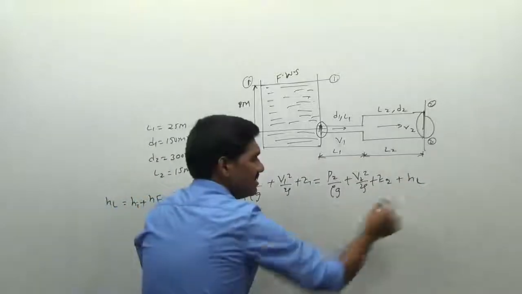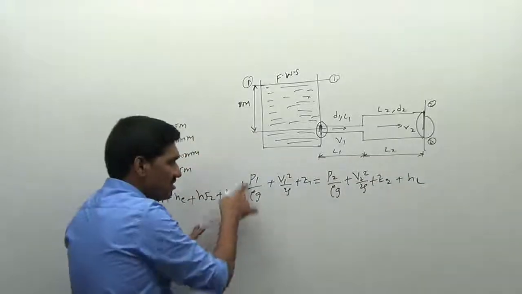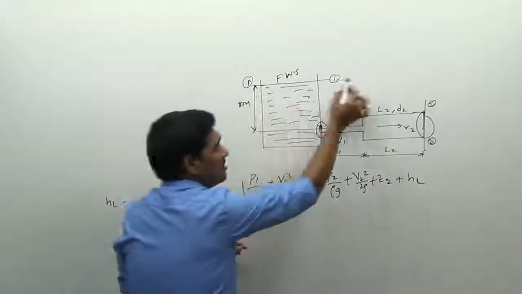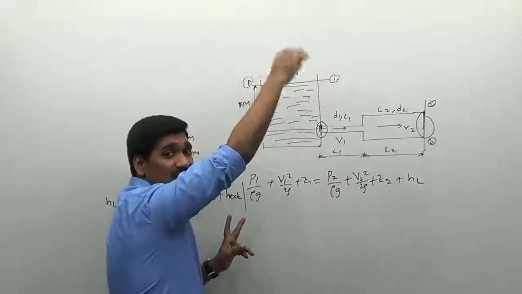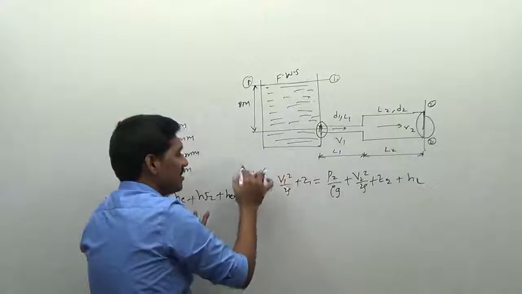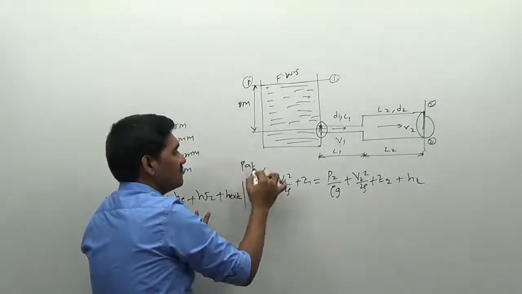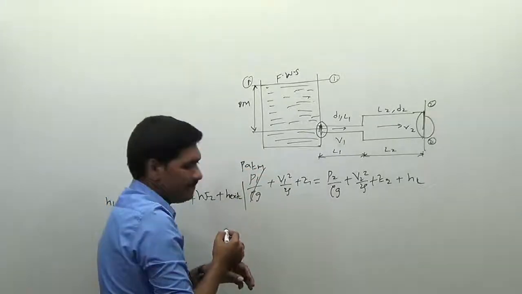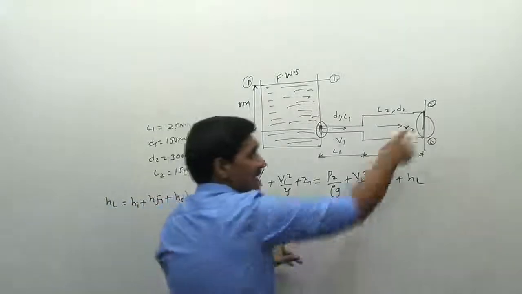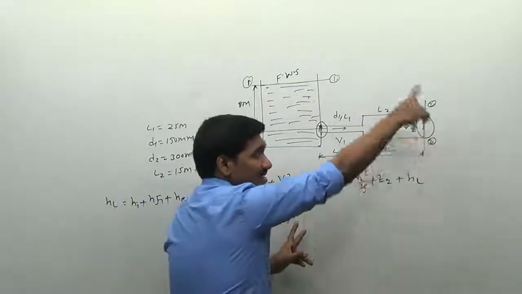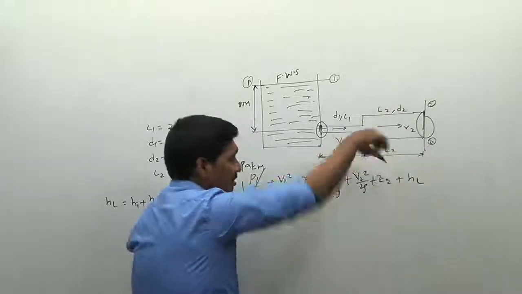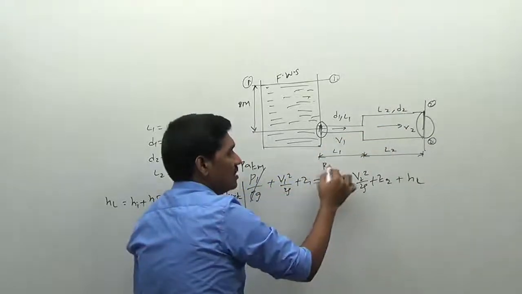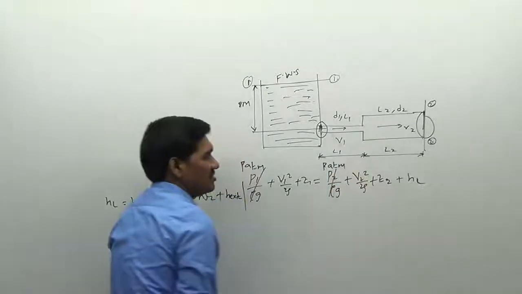So can we eliminate any terms here? Let us see. P1 by rho g stands for the pressure head at this position. At this position, atmospheric pressure is acting on the surface of the tank. So can I take this value as atmospheric pressure head? Yes, we can take this as atmospheric pressure head here. So what is the pressure at this exit? I am taking the exit as section 2 here. Therefore, what is the value we can get? This value will always be equal to the atmospheric pressure head, the atmospheric pressure that is acting here.